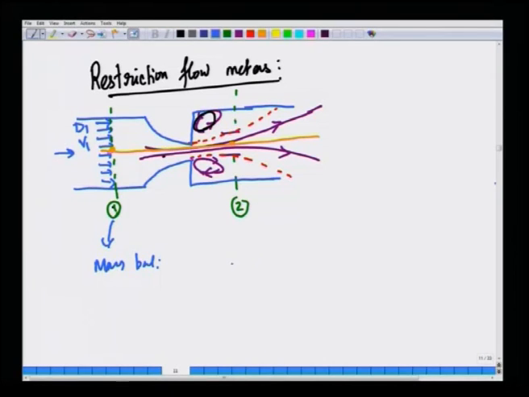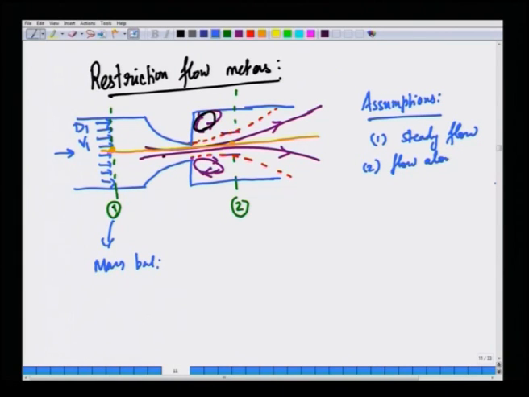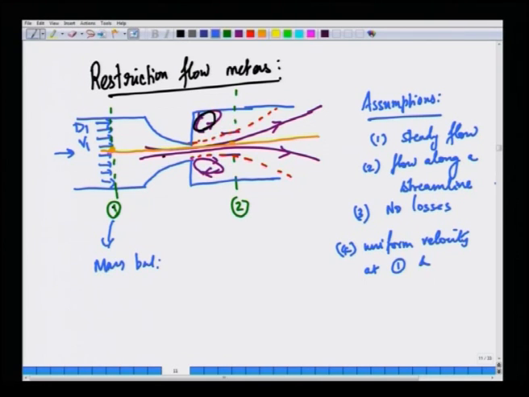Okay. So, the mass conservation equation will simply tell you, if I apply mass conservation between point 1 and point 2, let us make the assumptions first. The assumptions are steady flow, flow along a streamline, okay, because we want to be able to apply Bernoulli equation, no losses which will be corrected for later, and you will have uniform velocity at stations 1 and 2, okay, and we will further assume that the elevation of points 1 and 2 is the same, which is a very reasonable assumption.